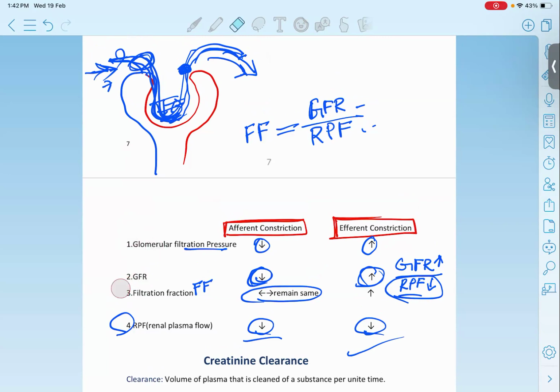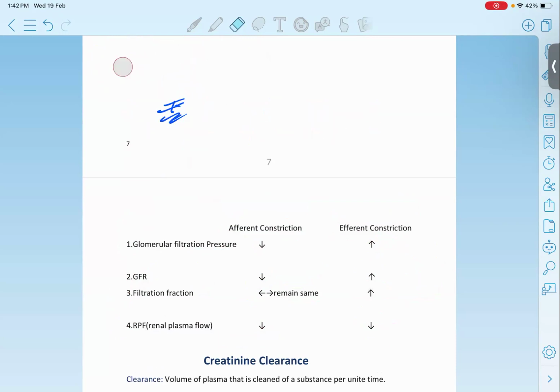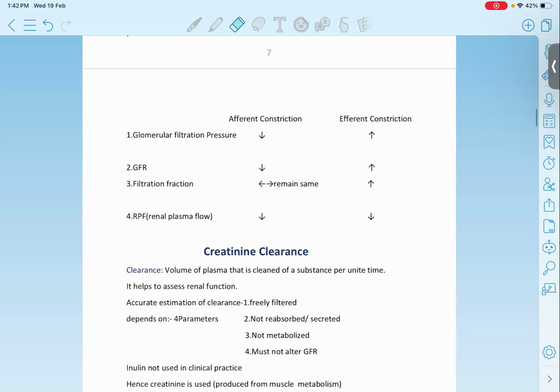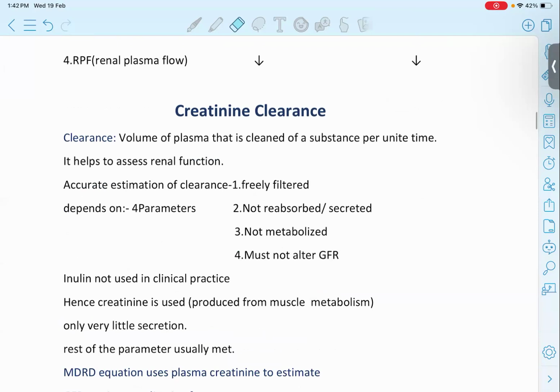So this is all. It's actually very easy. You just have to understand the basics regarding this. That's what I told you, that for physiology you don't need to memorize a lot of things. If you just understand the basics, there is very little that you need to memorize.